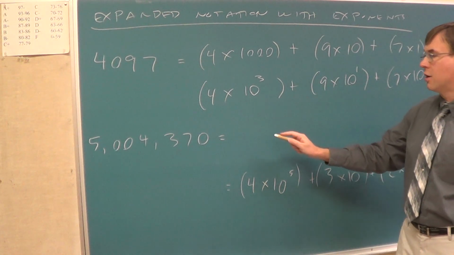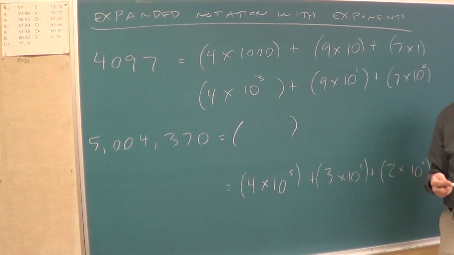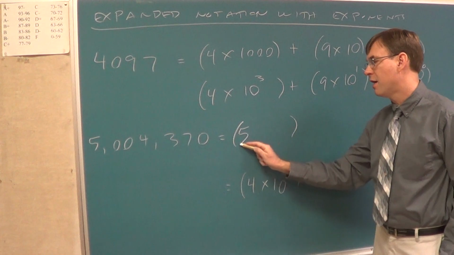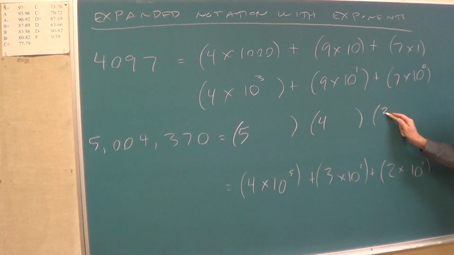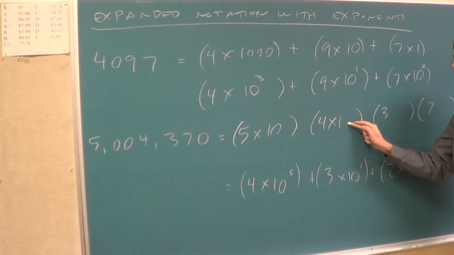Here's one more in that direction. How many groups is this one going to have? 4. One group has to do with 5. The next group is 4, 3, 7. In each group, we're going to go times 10 every time.